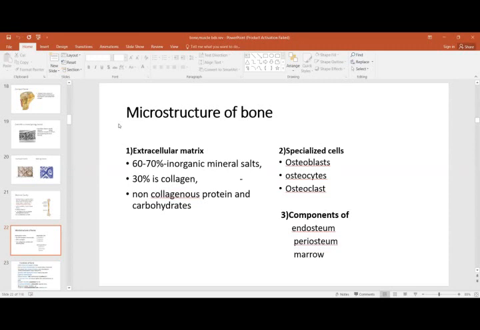And then the bone has a portion which is the endosteum. Endosteum is something which is lining the marrow cavity, and periosteum is something which is on the outer side of the bone. That is where you have the compact bone. And in the center, what you see is the marrow cavity.